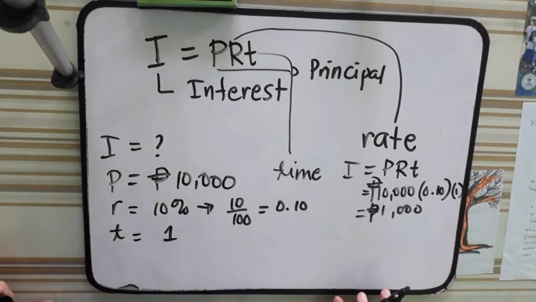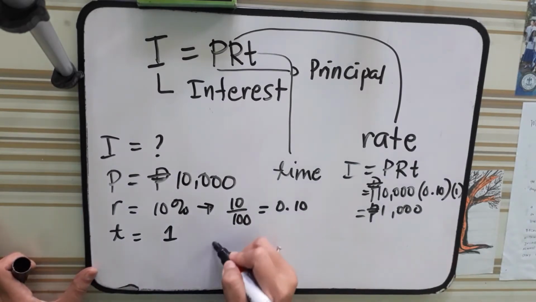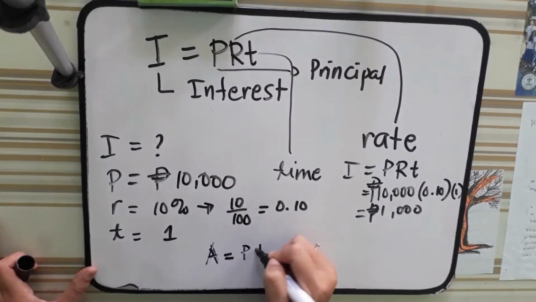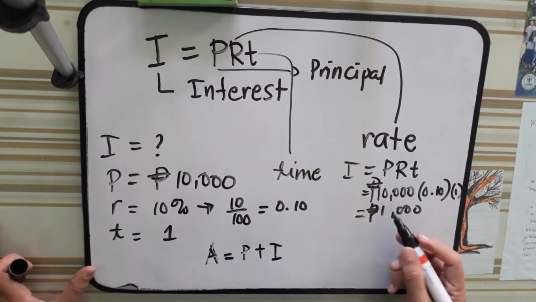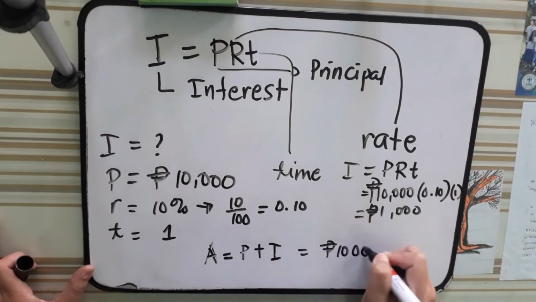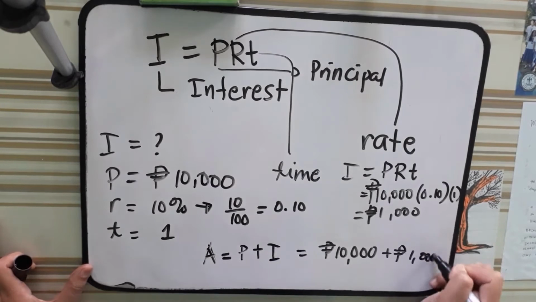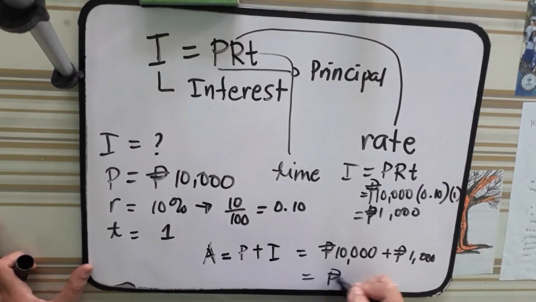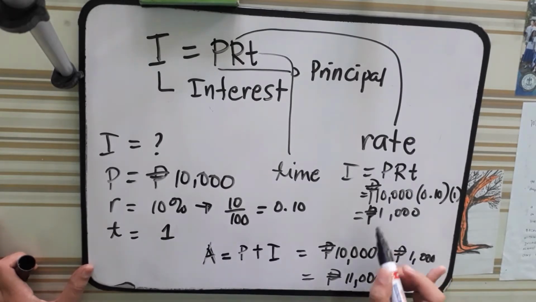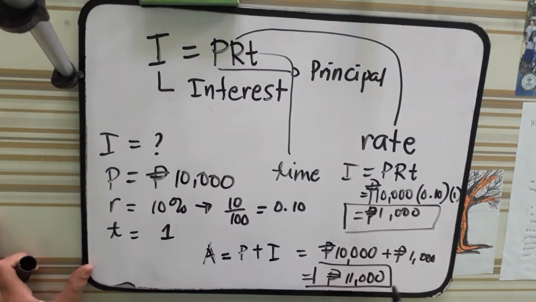But we are looking for the amount as well. So, in order for us to get the amount, the formula is A equals the sum of the principal and the interest. Our principal here is 10,000. So, we will add the interest, which is 1,000. Therefore, the total amount is equal to 11,000. So, the answer that we are looking for in the problem a while ago is this one and this one.